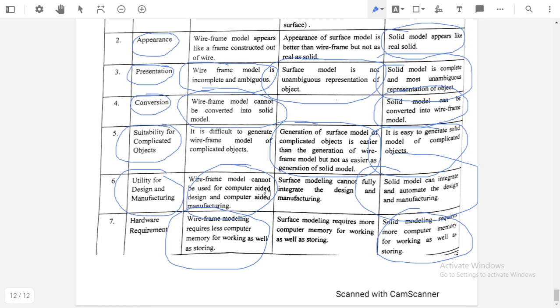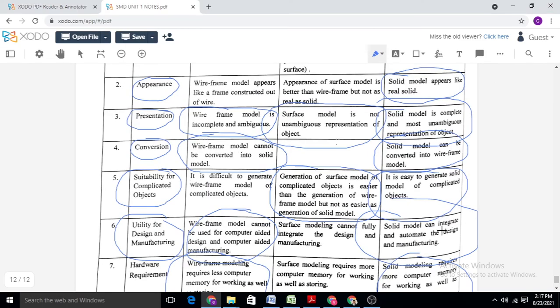Okay, so this is related to the comparison of the wireframe model, solid model and surface model. Okay, so it is enough for today's session. We will stop here. The next part we will discuss in the next unit.